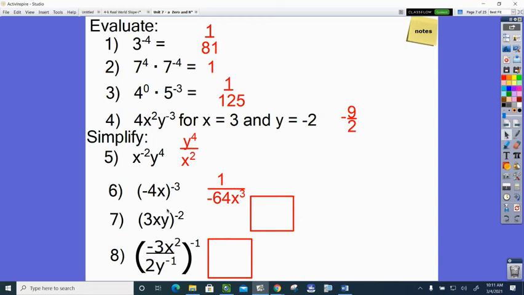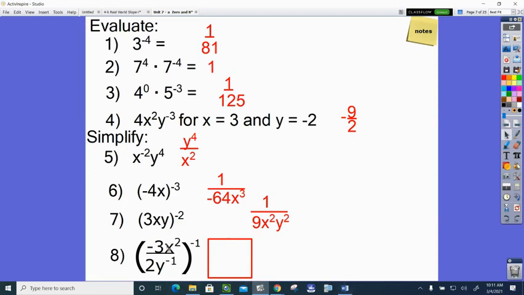How about this one? The whole thing is going to drop, and you're going to have 1 over 3xy in parentheses squared. But you can simplify that. Square everything there. 3 squared is 9, x squared is x, and y squared to the second power is y. Number 8.